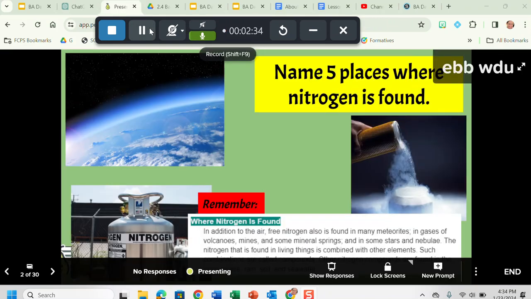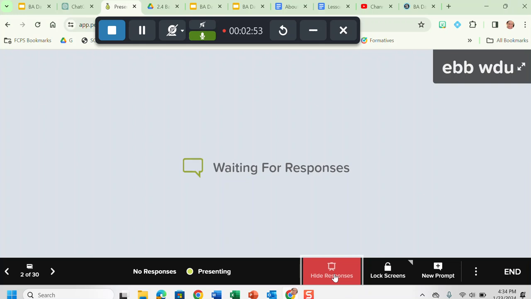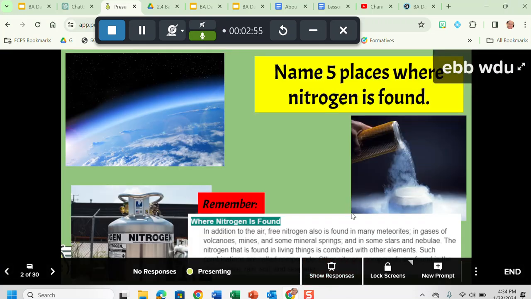So we've gotten a couple of these answers already. You're looking at the teacher view again right this moment. We had a slide that says name 5 places where nitrogen can be found. Remember, we just read about that on the page we were on a moment ago. If I wanted to see responses, of course there are none, because I'm the only one logged in. On your Pear Deck, you would write 5 things like the atmosphere, meteorites or stars, gases from volcanoes, some mineral springs, and you might write mines.